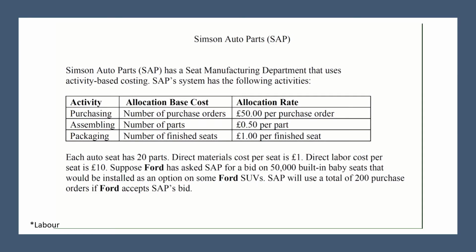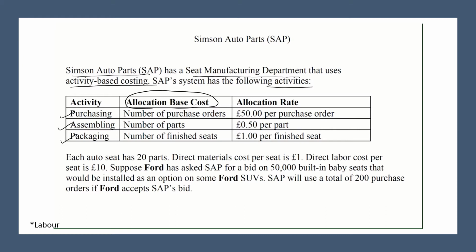Simpson Auto Part Company is basically a manufacturing company, a seat manufacturing company. The company uses activity-based costing and the information is already being given to us for various activities. The activities are purchasing, assembling and packaging, and we have been given information about the different cost drivers. For purchasing, the driver is number of purchase orders. For assembly, the driver is number of parts, and for packaging, the driver is number of finished seats.